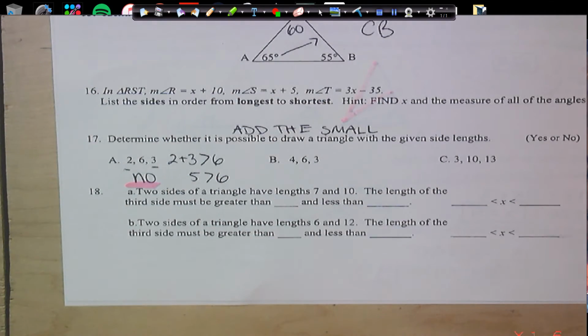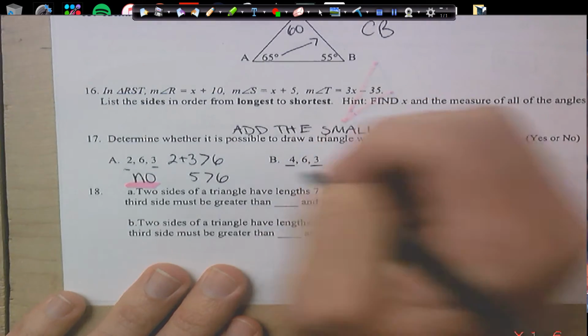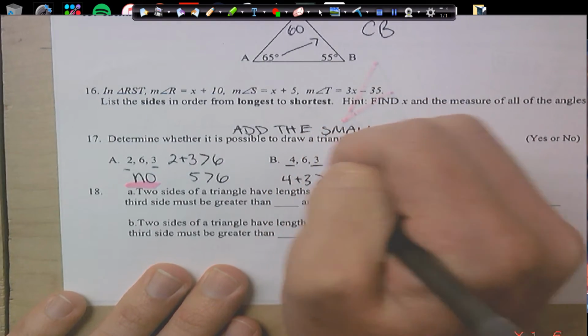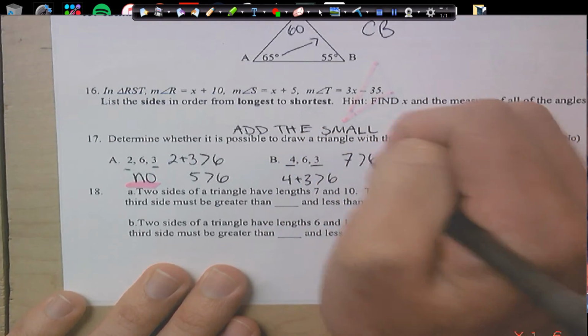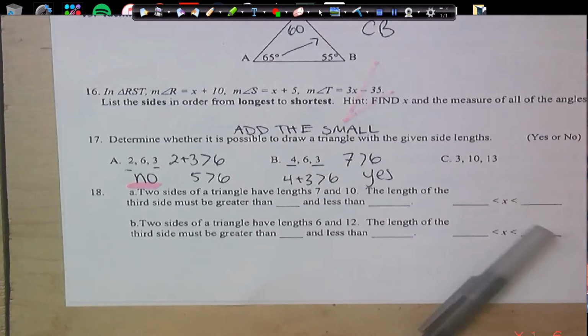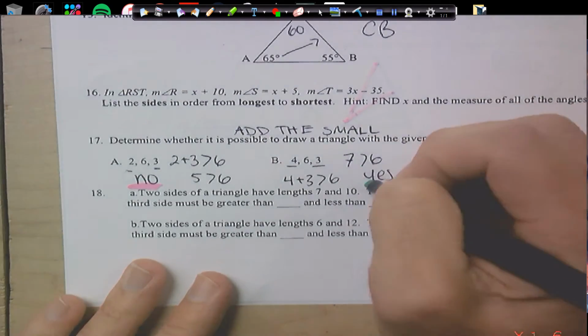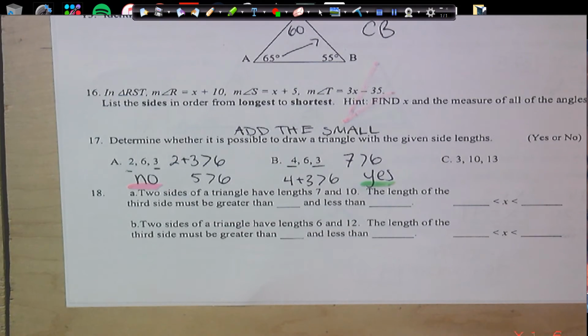No. All right, do I add 4 and 6? No, I'm going to add 4 and 3 because they're the small. 4 plus 3 is bigger than 6. Is 7 bigger than 6? Yes. I'm going to use green for go. I would have used red, but pink's the closest thing I got to red, so there we go.